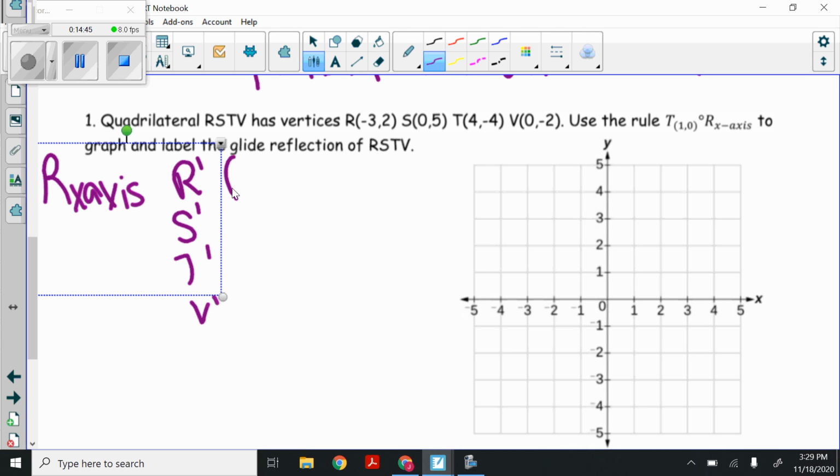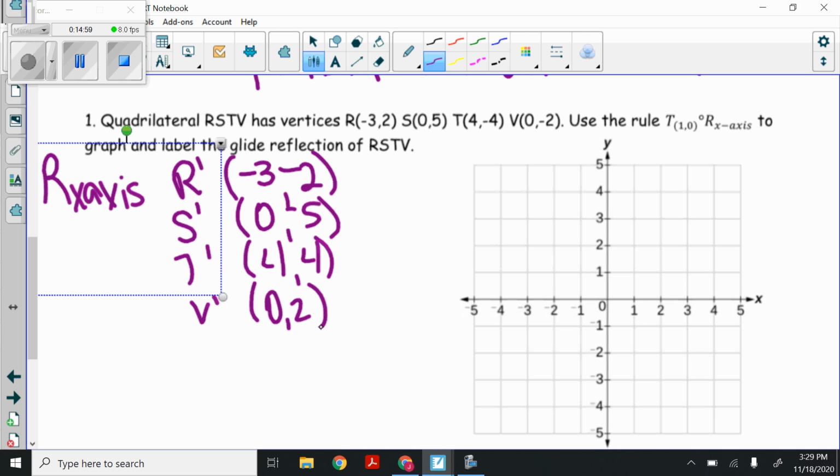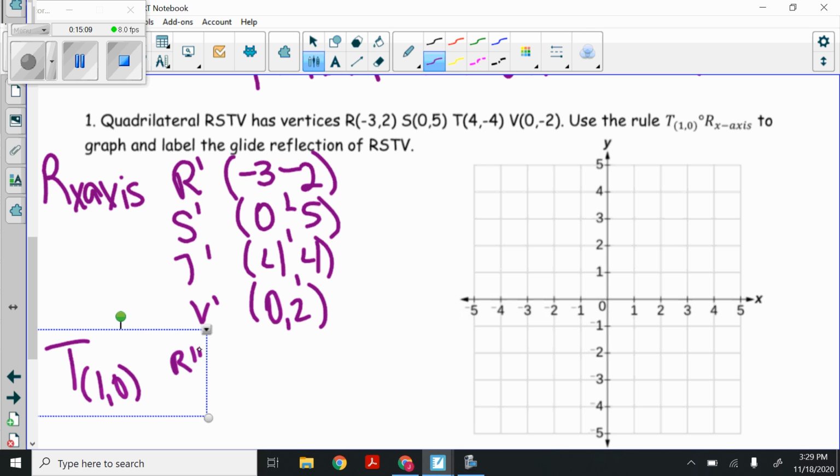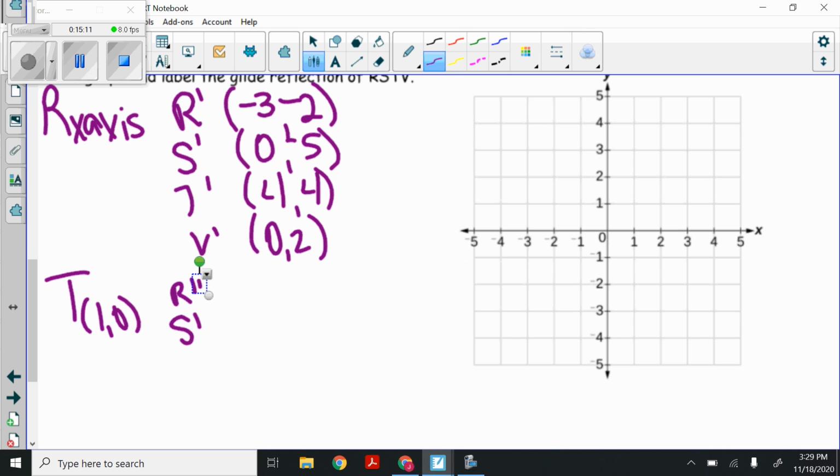The y value changes. So my x stays the same, my y's become the opposite sign. So R prime is going to be (-3, -2). S prime is going to be (0, -5). T prime will be (4, 4), and V prime will be (0, 2). Now I do the translate (1, 0). So again, I'm going to have R double prime, S double prime, T double prime, and V double prime. So my translation, my y's are not going to change.